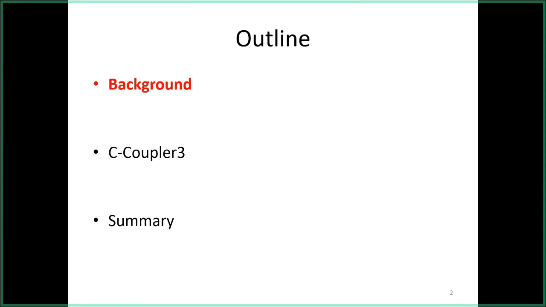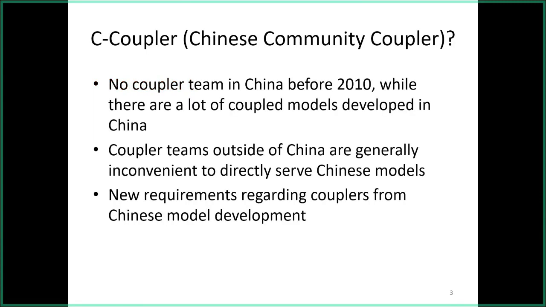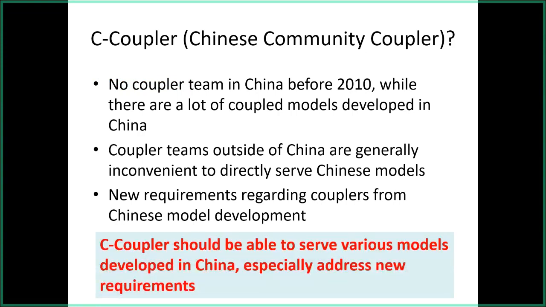So next, I will briefly introduce the background. The first question coming to us is why we should develop a new coupler version or family in China. Because there was no coupler team in China before 2010, while there are a lot of coupled models developed in China. Coupler teams outside of China are generally inconvenient to directly serve Chinese models, and we know that there are a lot of new requirements regarding couplers from Chinese model development. So the C coupler should be able to serve various models developed in China, especially addressing the new requirements.